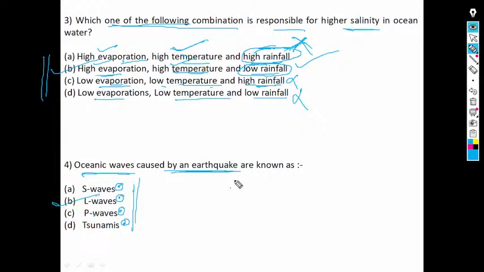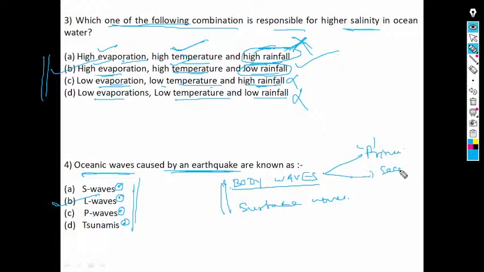Two types of waves we know: one is body waves and another is surface waves. Body waves mainly contribute the primary and secondary waves, whereas surface waves are only the L waves. P and S waves travel inside the Earth's crust, and L is the surface wave. So here the answer is L waves.